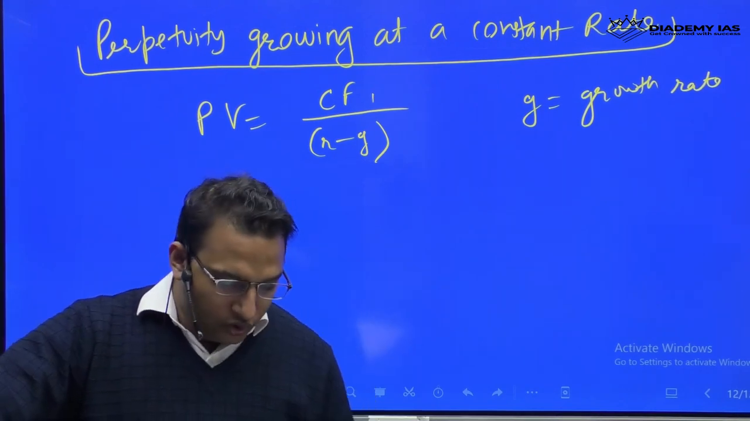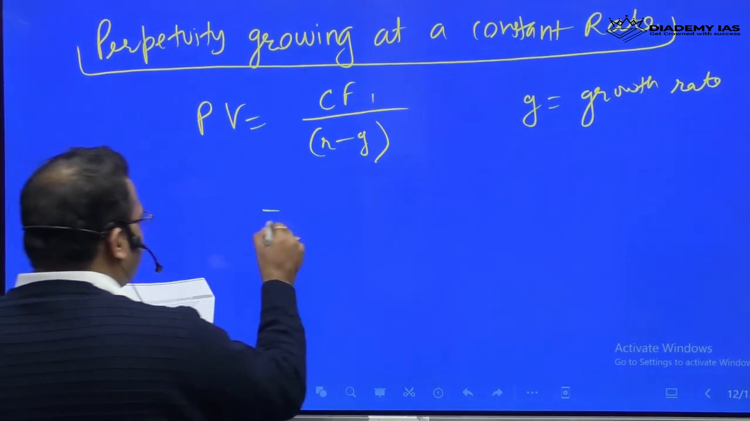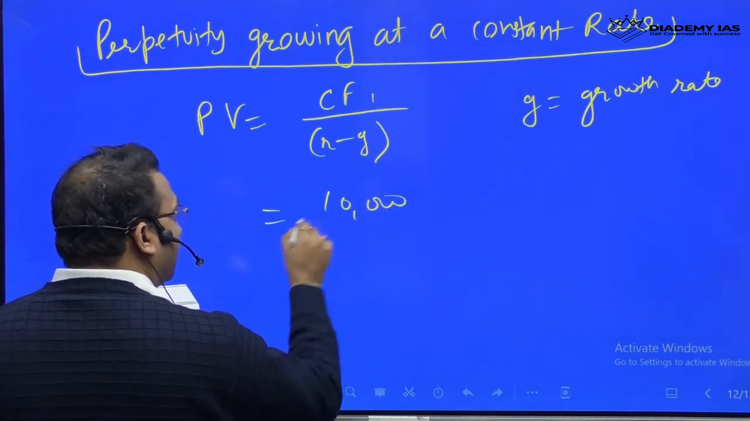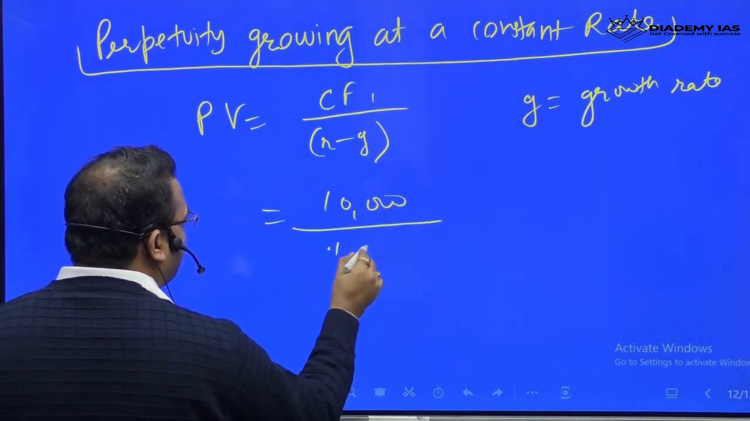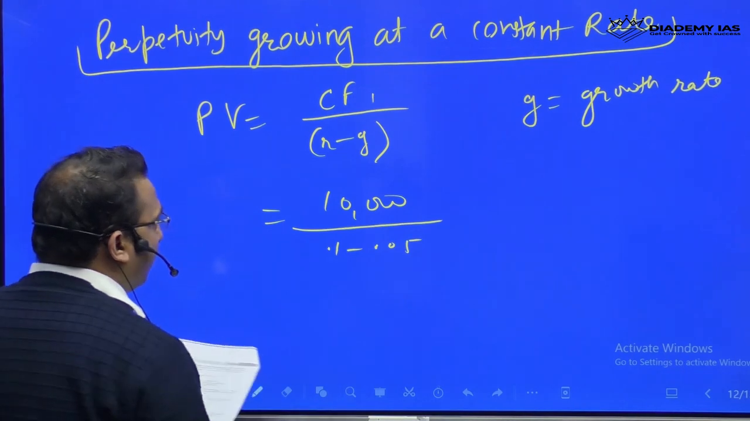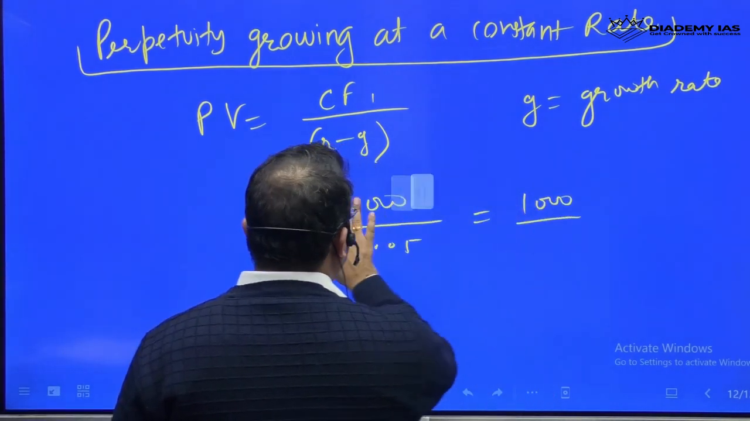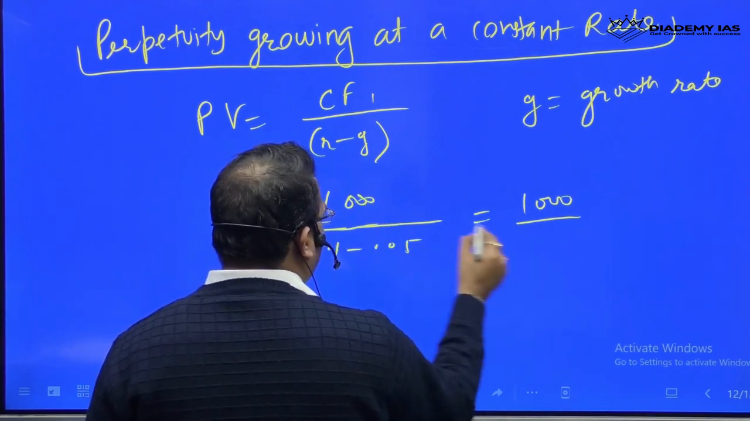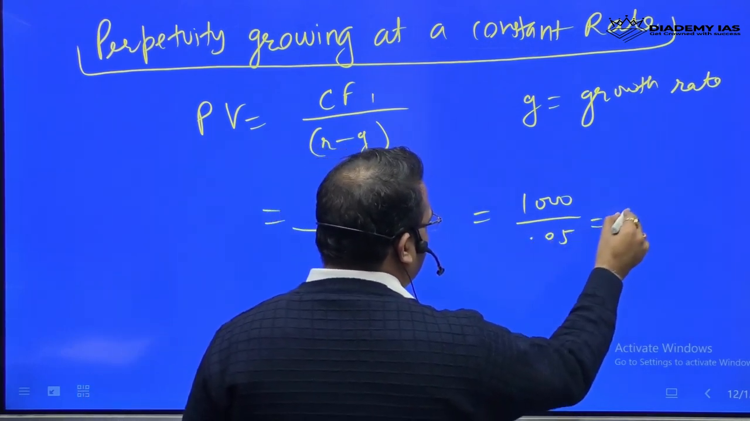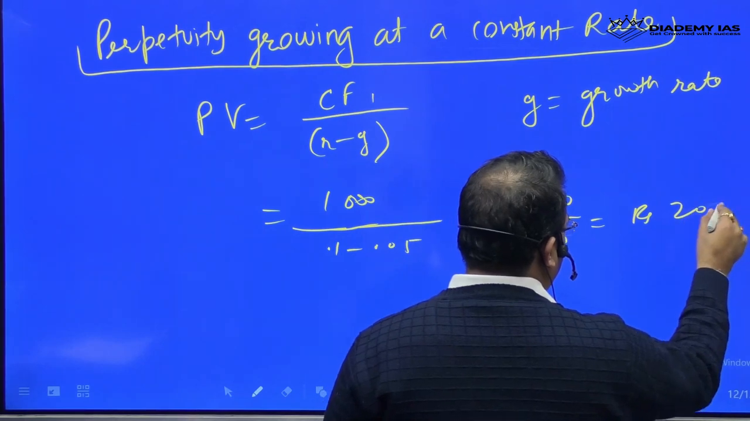So in this case, cash flow is how much? 1,000, divided by R minus G, that is 0.1 minus 0.05. So this comes out to be 1,000 divided by 0.05, that is rupees 20,000.